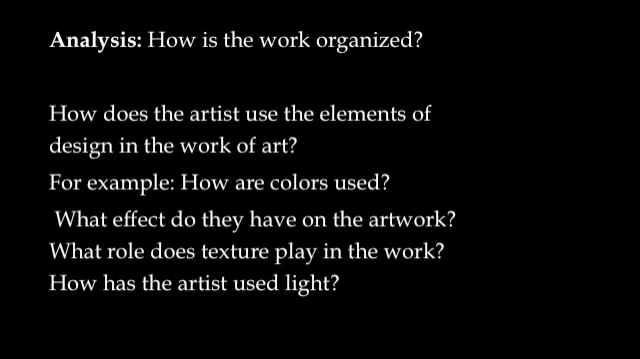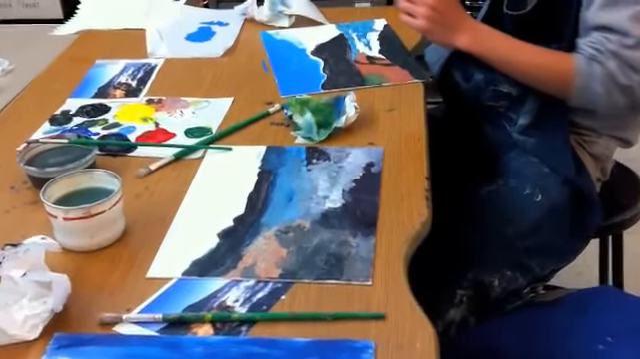For example, what role does texture play? How is lights and darks used? Does line play an important role? Not all elements of art are going to play a significant role in every work of art. But if color makes a big impact, or negative space is huge, that's going to be something that you begin to consider in your critique.